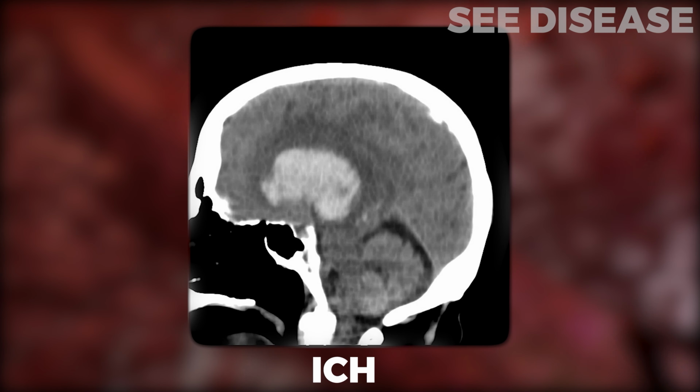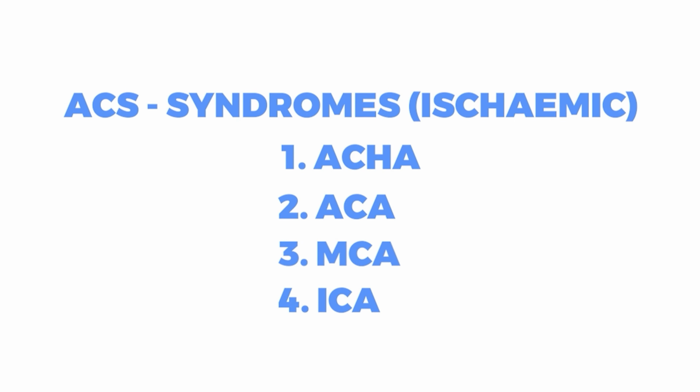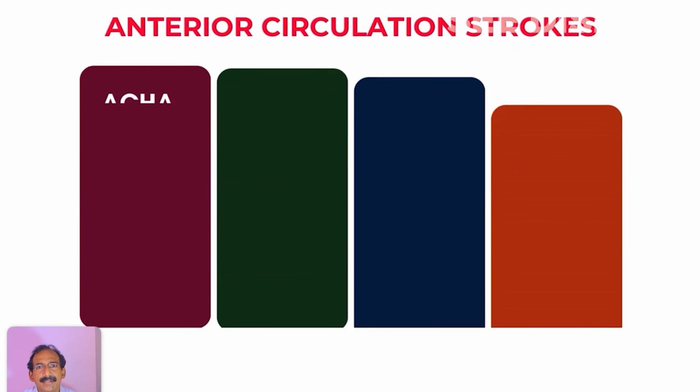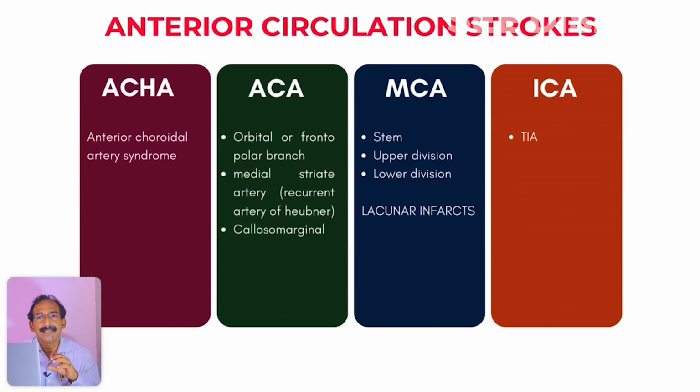It's called hemorrhagic stroke. Coming to the anterior circulation stroke, ischemic strokes, there are four main branches involved: anterior choroidal artery, anterior cerebral artery, middle cerebral artery, and internal carotid artery. Of which the middle cerebral artery is the commonest one, commonly affected in causing stroke, up to 70%. And the anterior choroidal artery is not very common because it arises from the internal carotid artery, and it causes anterior choroidal artery syndrome.